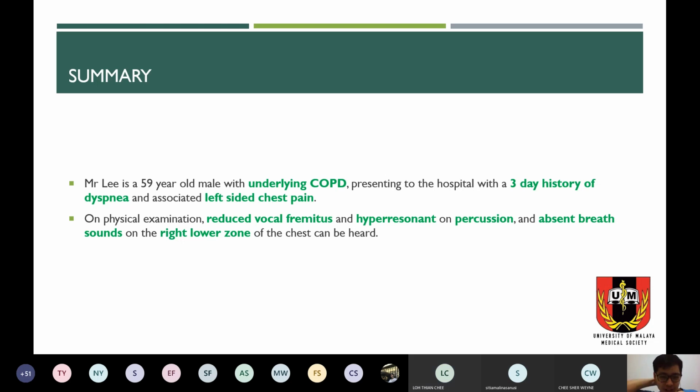Okay, so Mr. Lee is a 59-year-old male with underlying COPD, presenting to the hospital with a 3-day history of dyspnea and associated left-sided chest pain. On physical examination, reduced vocal parameters and hyperresonant. Absent breath sounds heard on the lower zone of the left side of the chest.